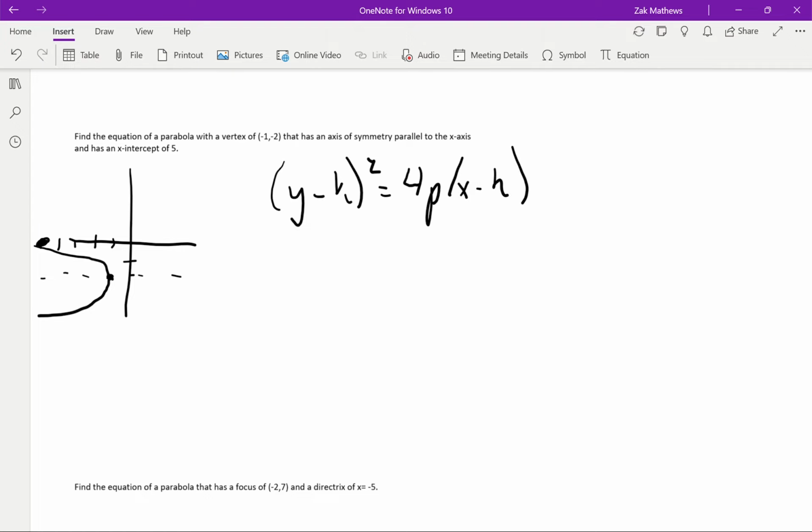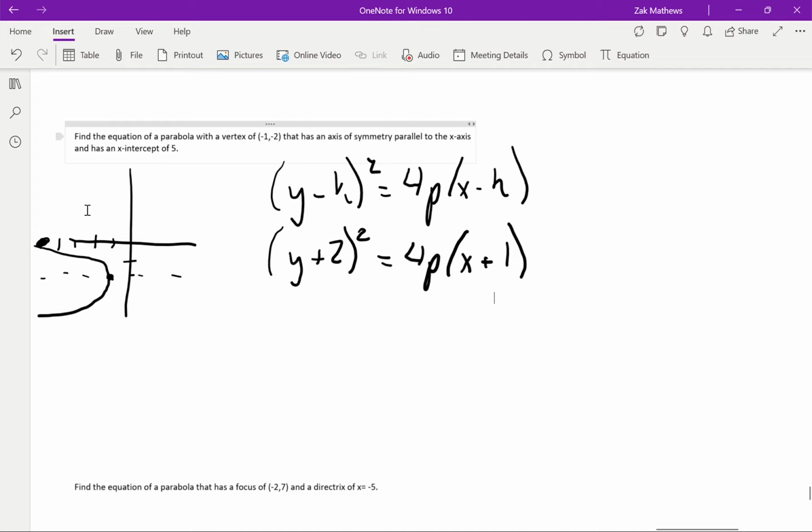Well, my k was a -2, so that's going to turn to y plus 2 squared is equal to 4p, and x minus a -1 turns into x plus 1. Now before, it was fairly easy to get that p because we just figured out how far it was between the 2 points. But here, this x-intercept is absolutely meaningless in terms of p. It doesn't even have to be that the x-intercept is sitting on the line that the focus would be at, right? That the fact that there was that 4 units of distance.